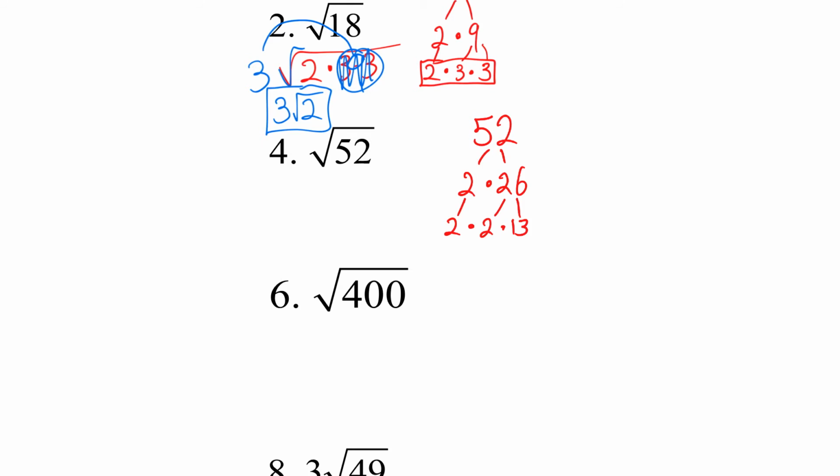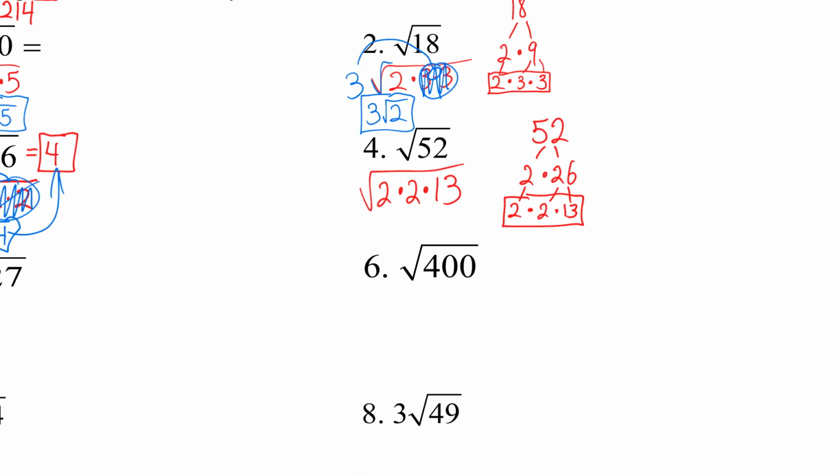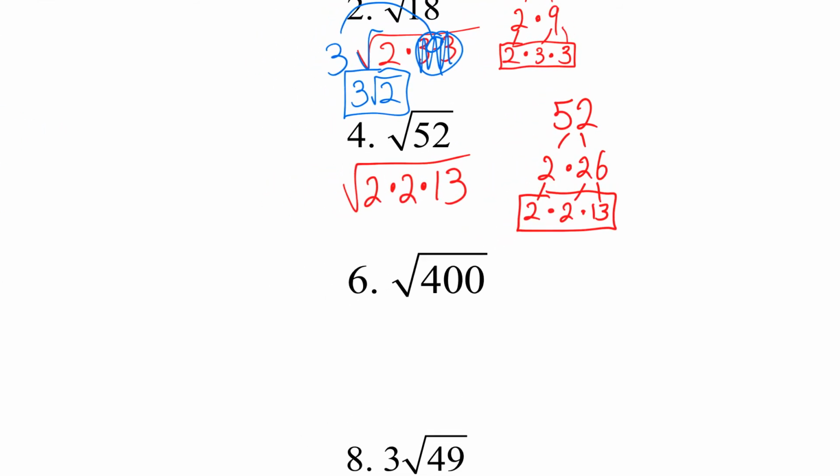Can I break down 13? Nope. Okay, so I'm just going to take that, put it underneath the radical here. 2 times 2 times 13. Looking for pairs. I have one pair of 2s. 2 times 2 is 4, and the square root of 4 is just 2. And then the 13 didn't have a pair, so it just stays underneath. We get 2 square roots of 13.